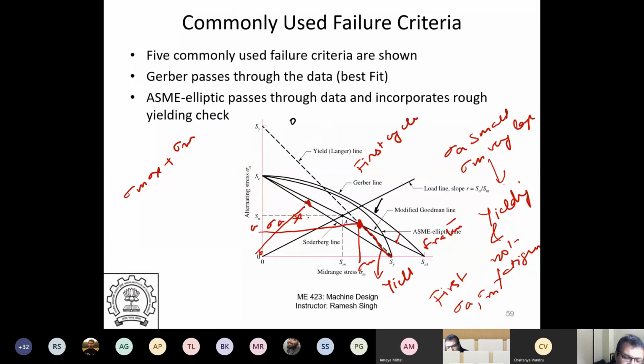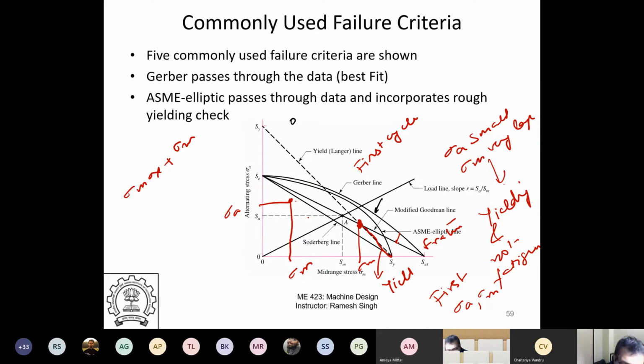So let me show you this. OA here is my loading condition. Here is my final point where my fracture occurs. So the factor of safety will basically be OB divided by OA, because I'm here and I'm allowed to go till here. Say I'm operating at this sigma A and sigma M combination. This is the sigma A which I'm operating at because of the sigma max and sigma min which I'm giving. I'm getting the values of sigma A and sigma M somewhere here.